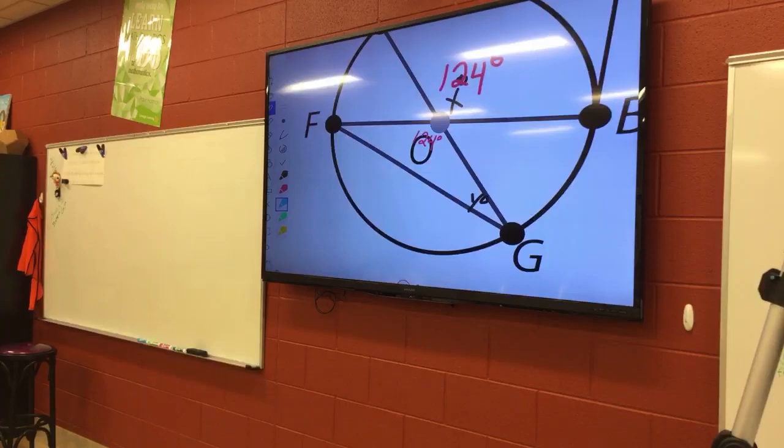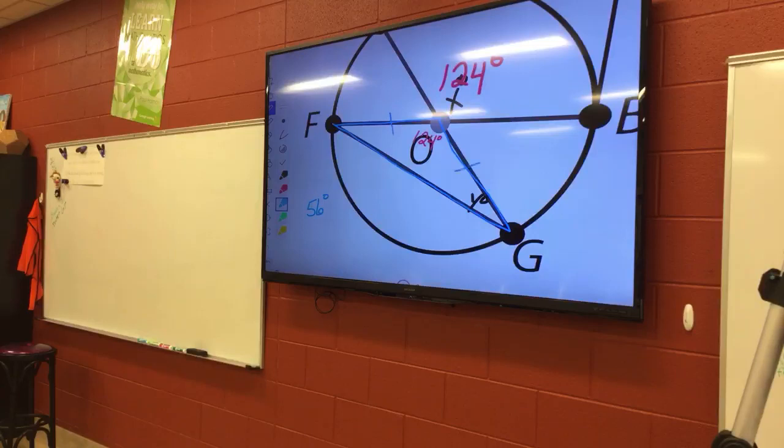Okay, which means, remember, all the angles in a triangle equal 180, right? So 180 minus 124 is 56 degrees. This is an isosceles triangle.